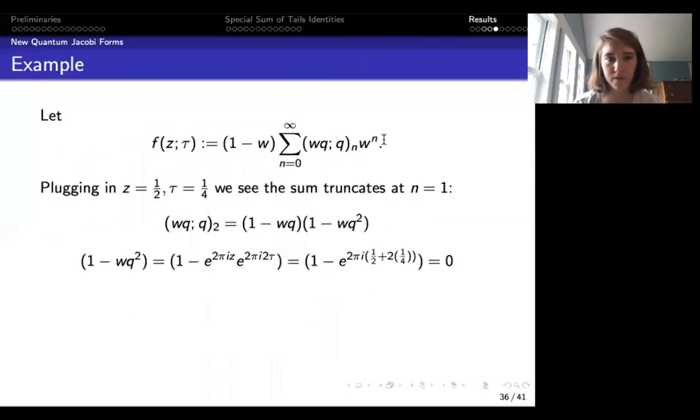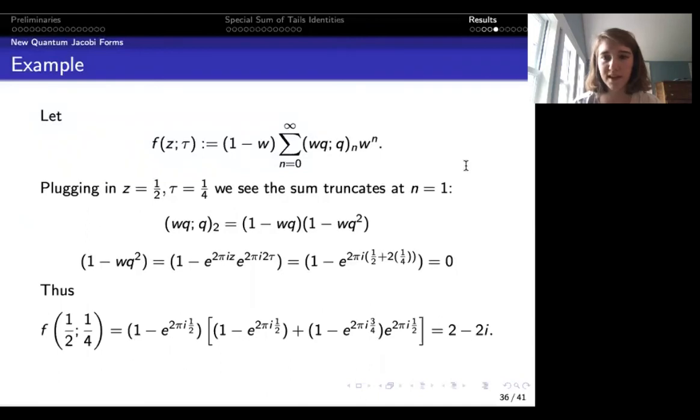For example, if we plug in 1/2, 1/4, and look at this q-Pochhammer expression, it contains the term 1 minus wq squared. And when we plug in, we can see that that's 0. In fact, all of the q-Pochhammers with n greater than or equal to 2 will contain this 1 minus wq squared term, so all of them will disappear, leaving us with a sum that truncates at 1. As you can see, that makes the evaluation at 1/2, 1/4 relatively easy.